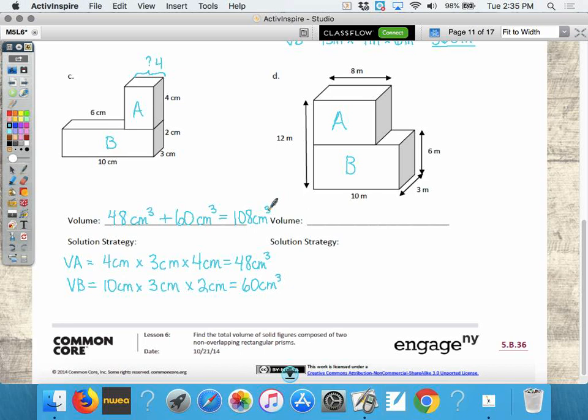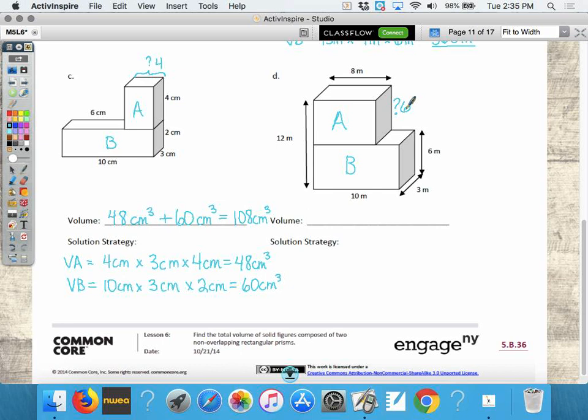Okay, now for D. So for figure A, we've got to figure out this right here. To do that, I think I can use the 12. See, this 12 is here to trick you. It doesn't do anything for you because they're not stacked on top of each other. They're completely different lengths. So I think I can use the 12 to help me figure out this missing part because I can do 12 minus 6. So that's going to give me 6 here.